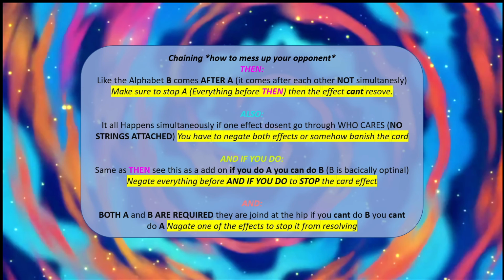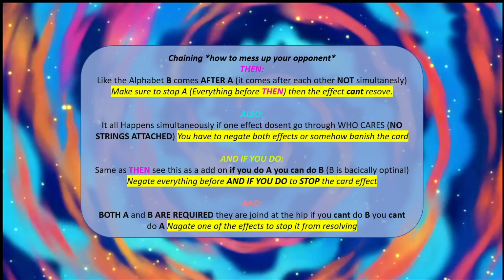And if you do, it's the same as then, except it happens at the same time, not apart from each other, and B is optional. So negate everything before, and if you do, to stop the card effect. And is just negate one of the effects, then it just stops it from resolving, because and is tied together. And like I said, you don't see and that much anymore. Most of the old cards that had and have been replaced with and if you do.